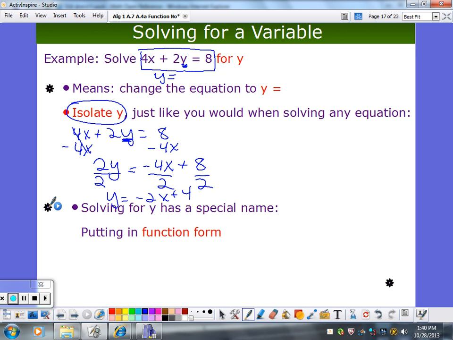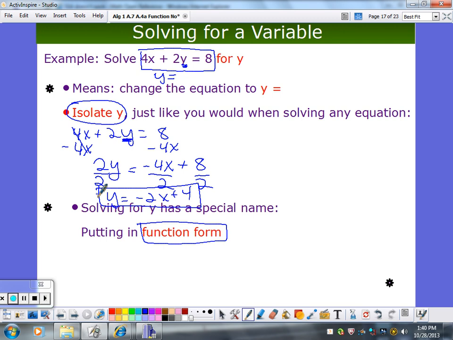So solving for y, especially if I tell you to solve for y, is the same as me asking you to put it in function form. So this is the function form of that original equation. Why does everything get divided by 2? Because of the division property of equality.